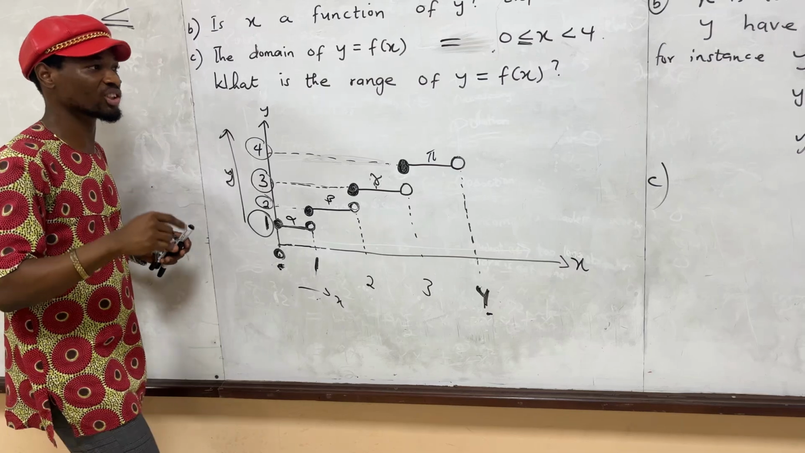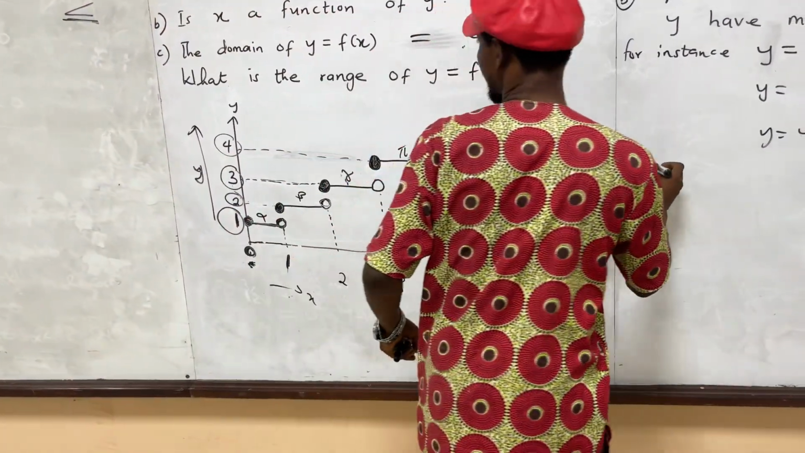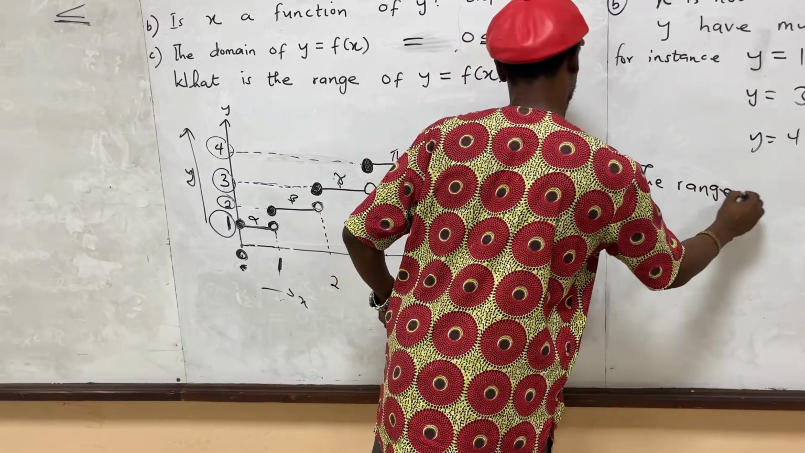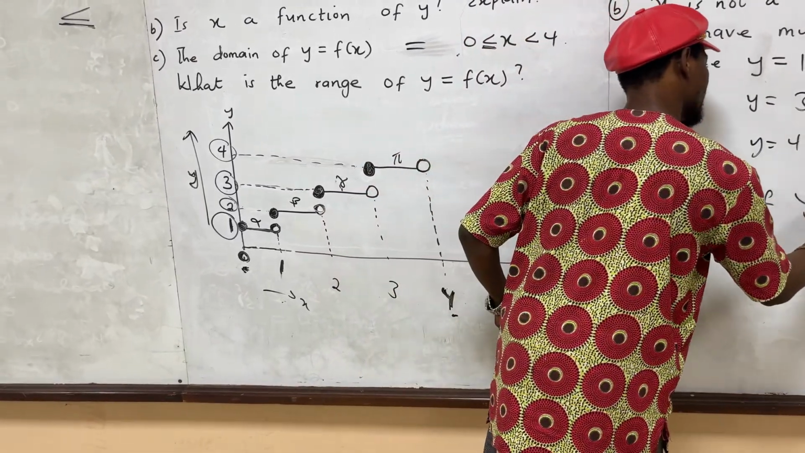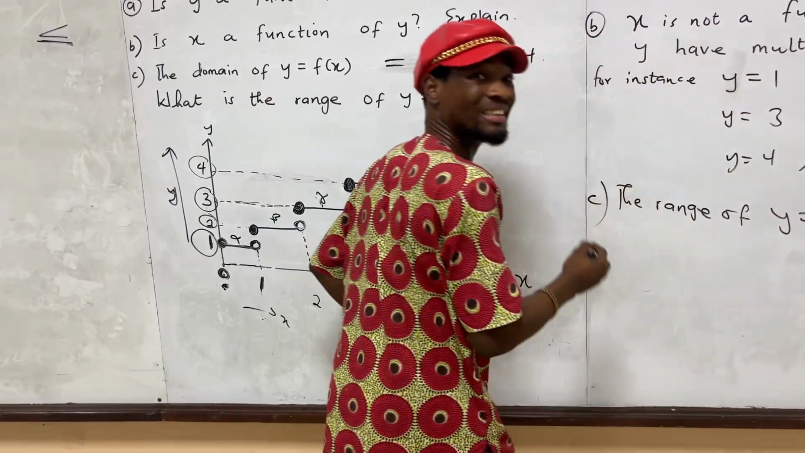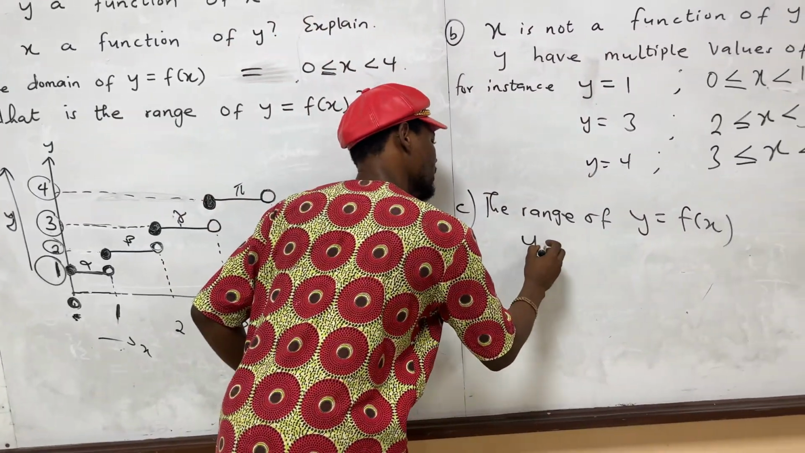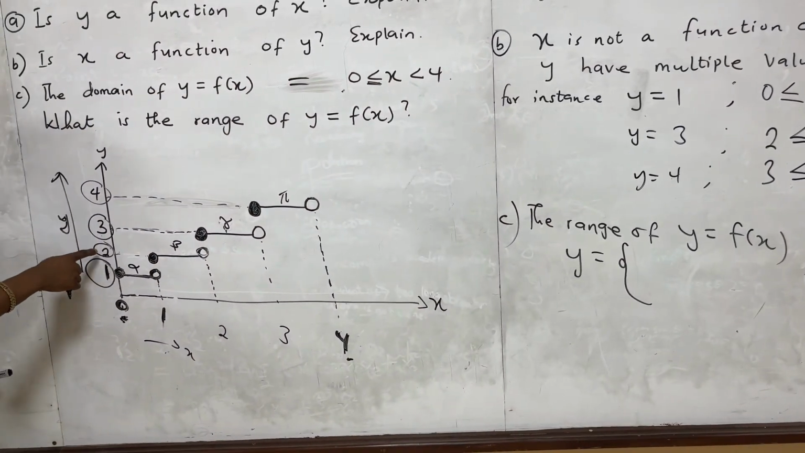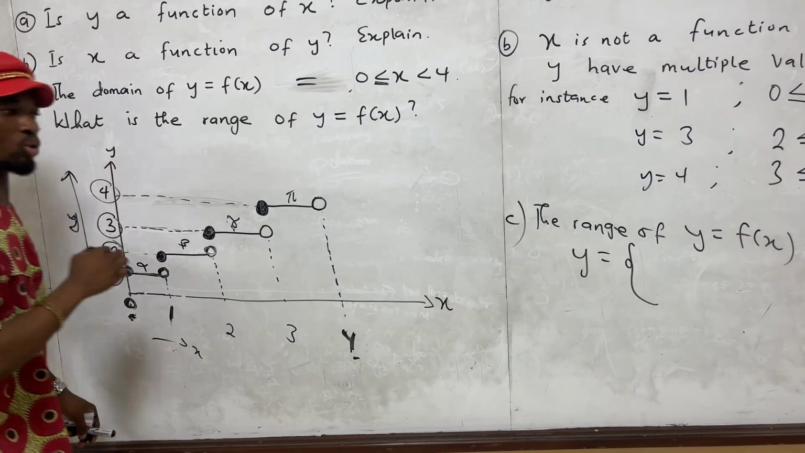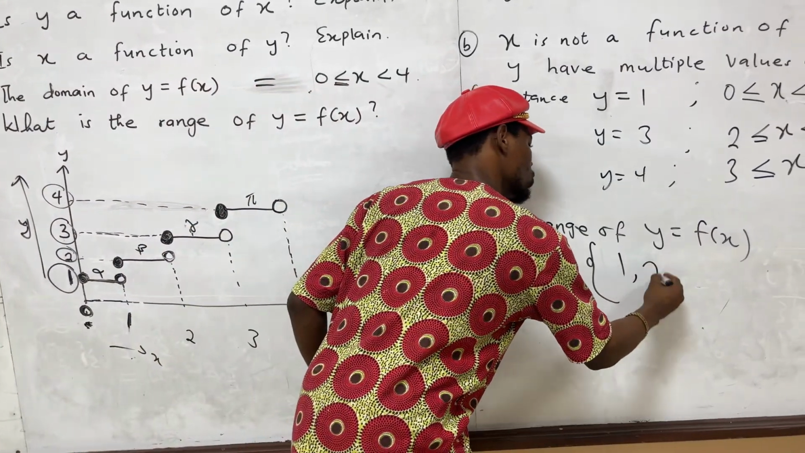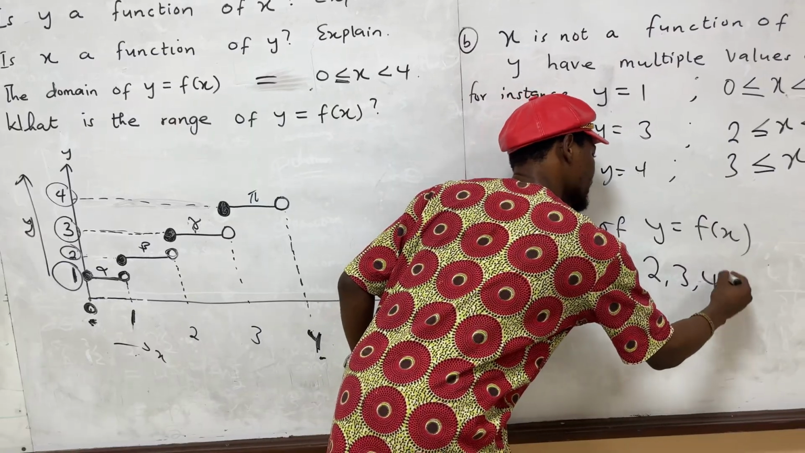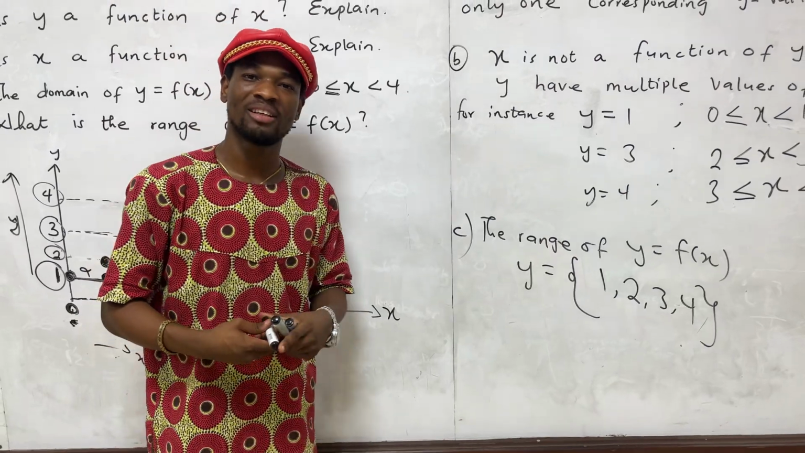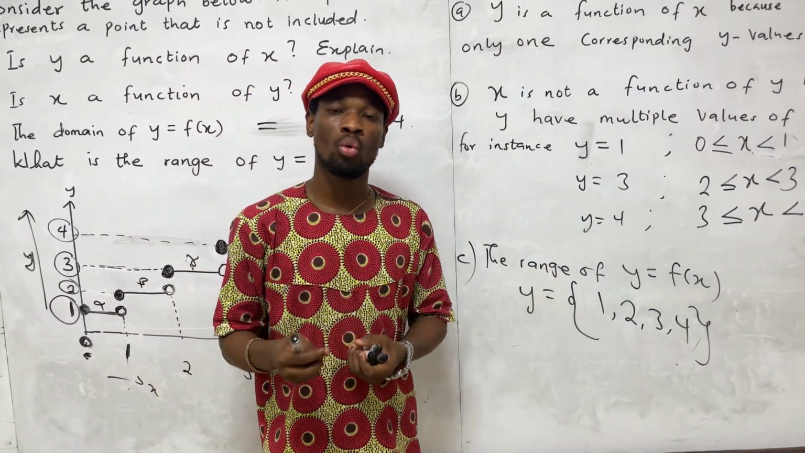So my range, therefore, the range of y, which is equal to f of x, is given by y is equal to 1, 2, 3, and 4. As simple as that. Viewers, this is the end to this simple question.